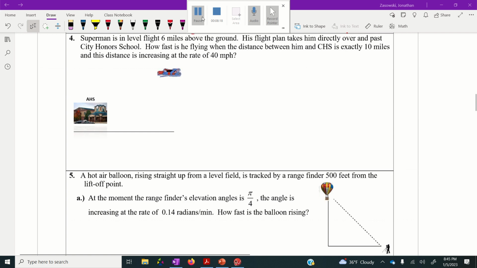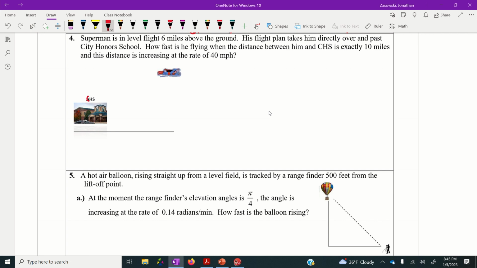All right, number 4. Superman is in level flight 6 miles above the ground. So, above the ground, he is 6 miles above the ground. His flight plan takes him directly over and past City Honor School. How fast is he flying when the distance between him and CHS is exactly 10 miles? And this distance is increasing at a rate of 40 miles per hour.